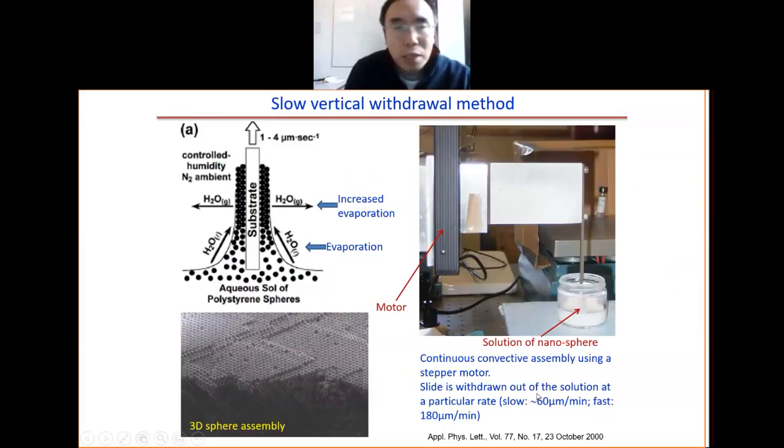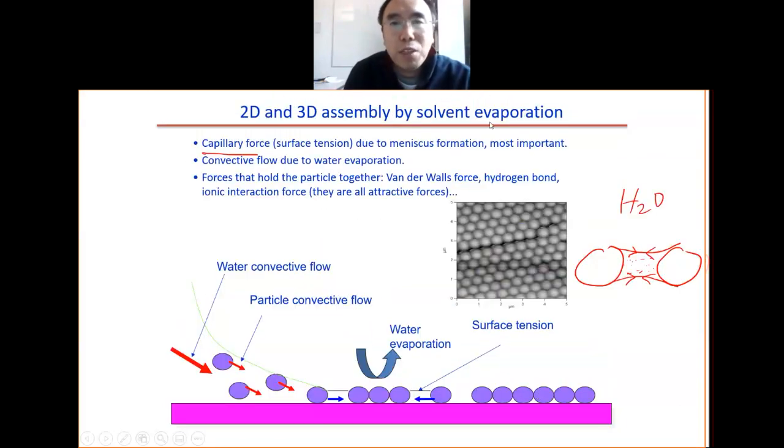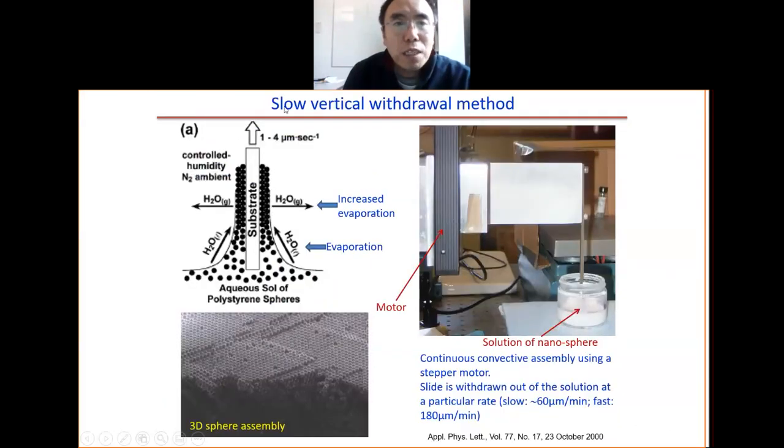In this example, this is also solvent evaporation. You put your wafer here, and you have nanospheres inside the solution. You pull it out slowly, there will be water evaporation there and self-assembly of the nanoparticles onto the substrate. The speed of the withdrawal has to be very, very slow, only 60 micrometers per minute. You get this 3D self-assembly.